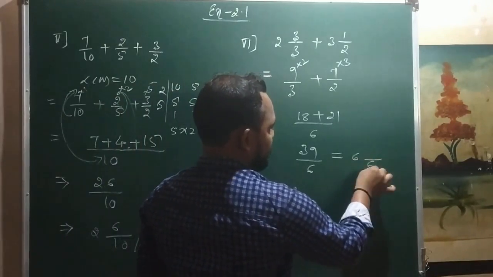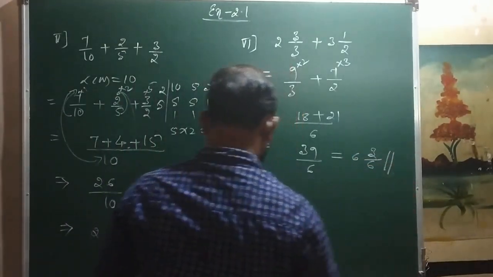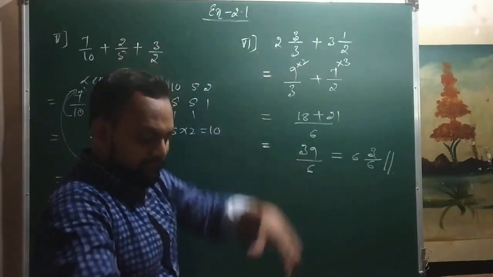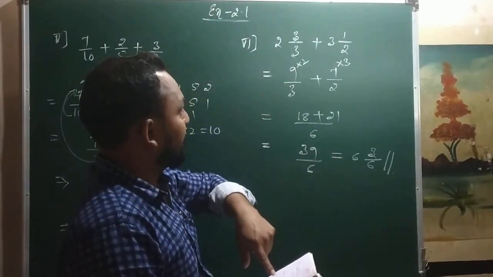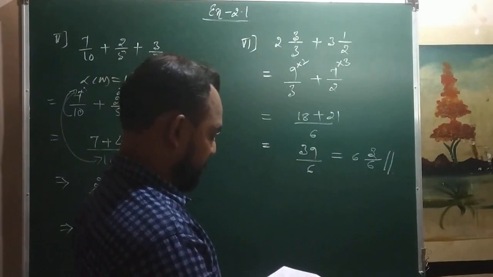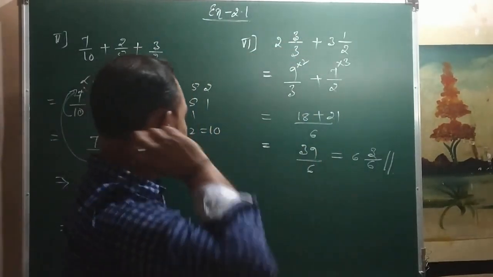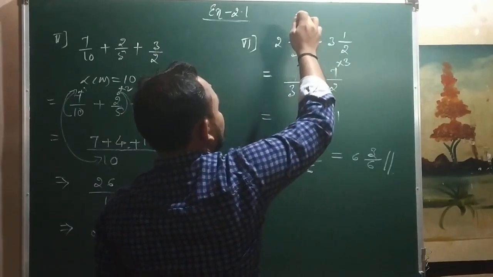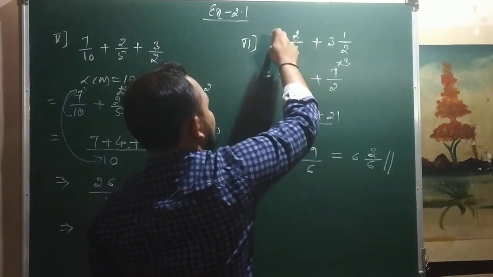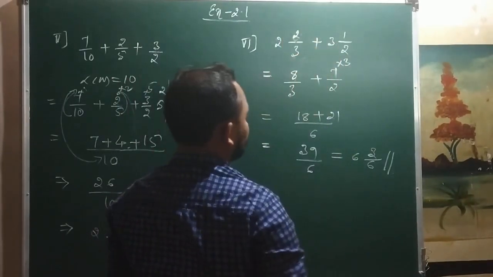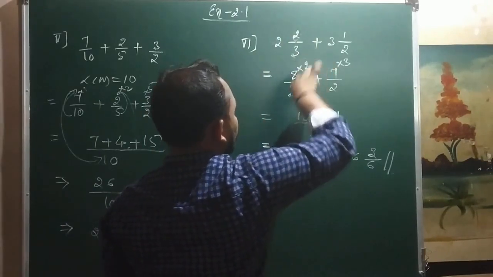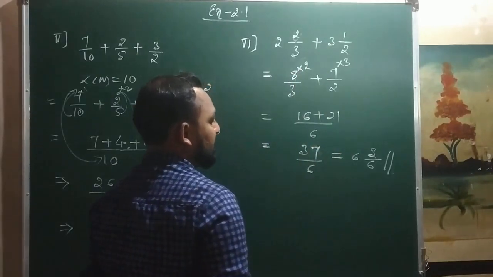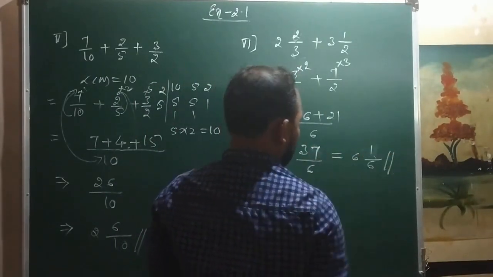Here 6 6s are 36 plus 3, 39 by 6. Checking the conversion, 2 integer 3 by 3: 3 2s are 6, 6 plus 3. Sorry, 3 integer 1 by 2 is correct. Then 3 2s are 6, 6 plus 2 is 8, 8 2s are 16, 16 plus 37, sorry, 37, giving 6 integer 1 by 6.